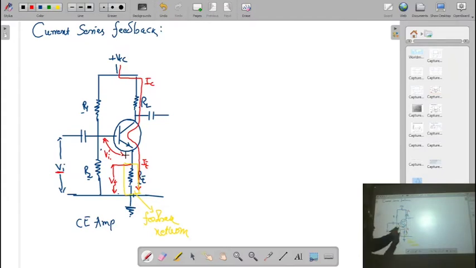So again, that output current is a collector current. It is passing through a feedback network Re, and it produces the voltage Ve, which is in series with my input voltage of Vi dash. So it is a current series feedback.